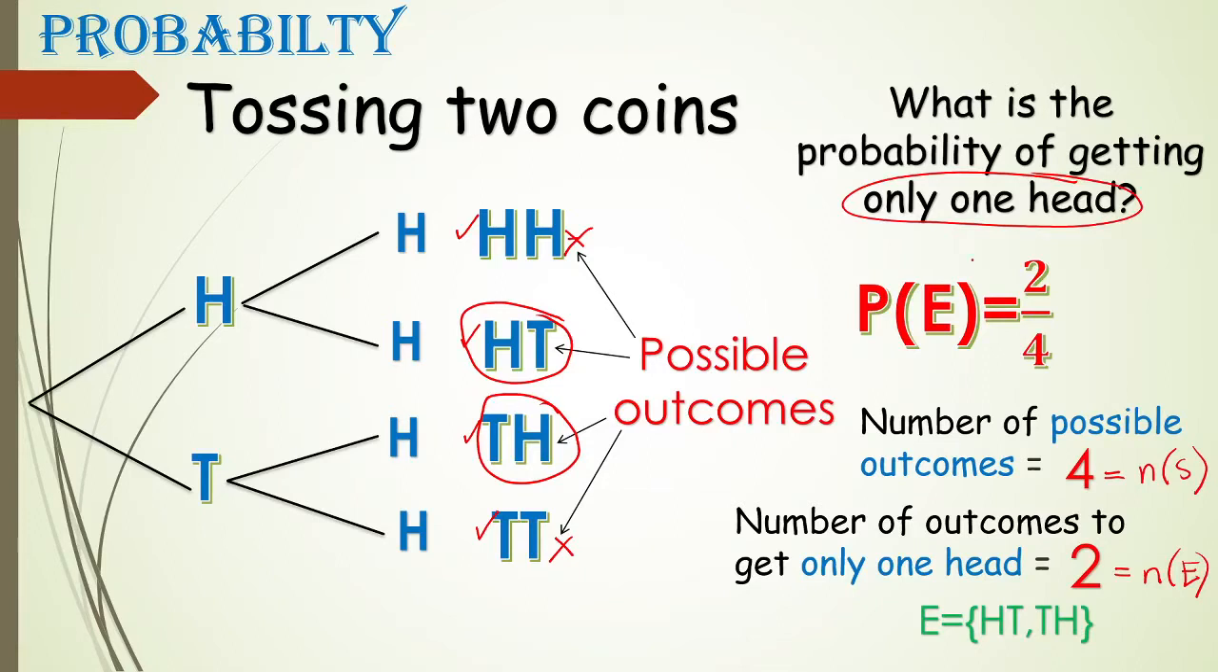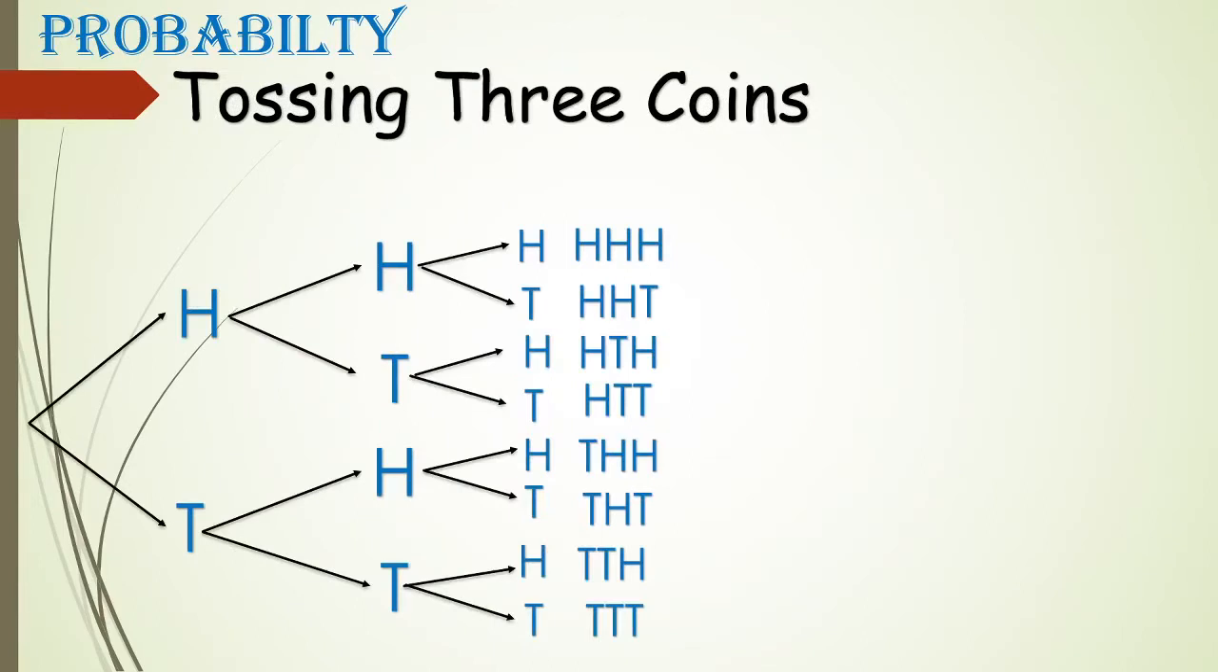Divide this by 2. Divide this by 2. How much do you get? That is simply 1/2. So meaning, the probability of getting only one head is 1/2. Okay? Now let's still have coins.